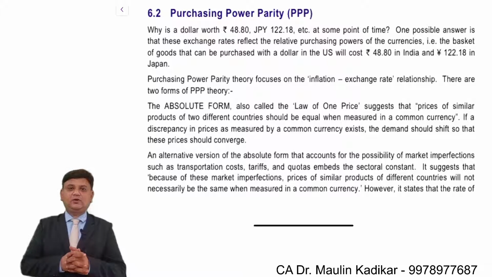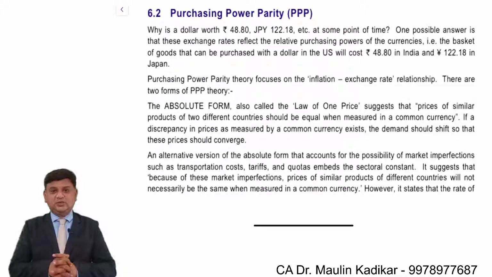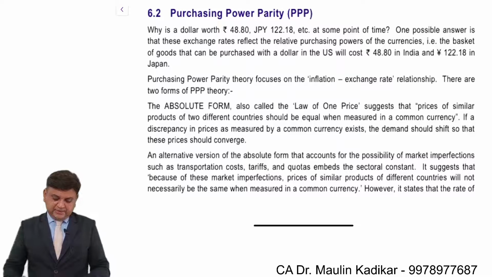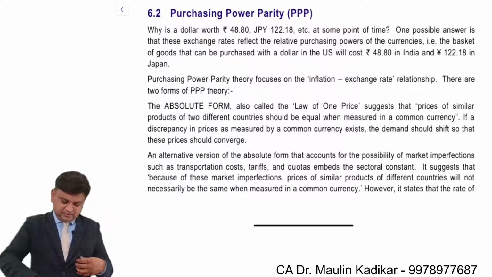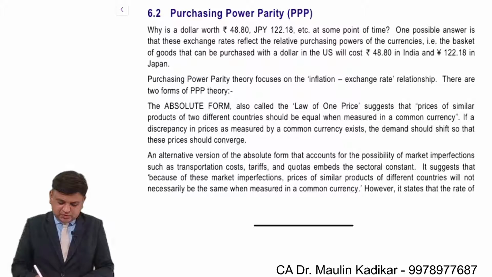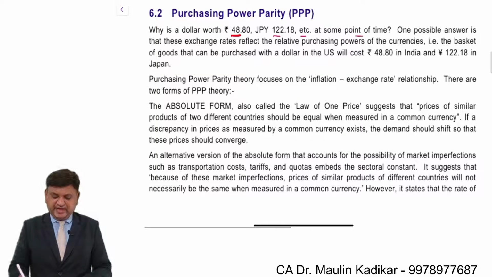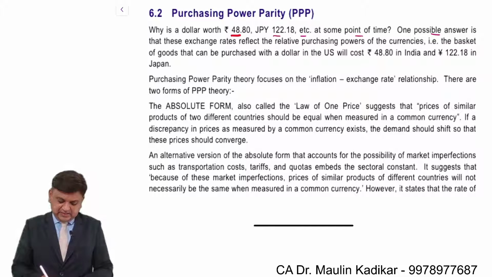So I'm reading a certain component of the institute material. It is page number 9.13. Purchasing power parity. Why is a dollar worth rupees 48.4, 122.18 Japanese yen, etc. at some point of time? One possible answer is these exchange rates reflect relative purchasing powers of currencies.